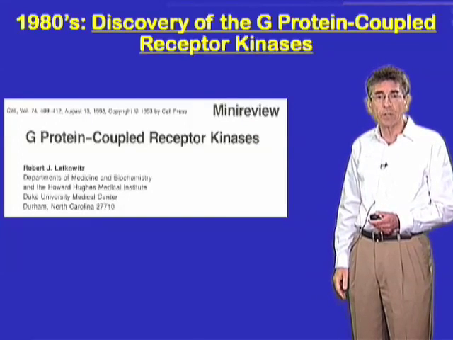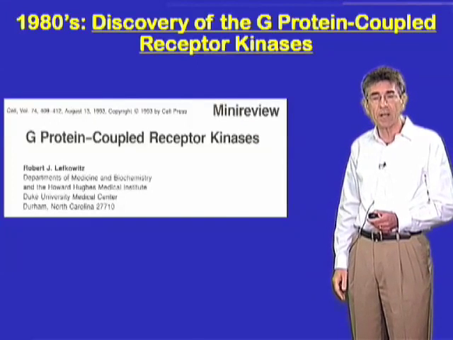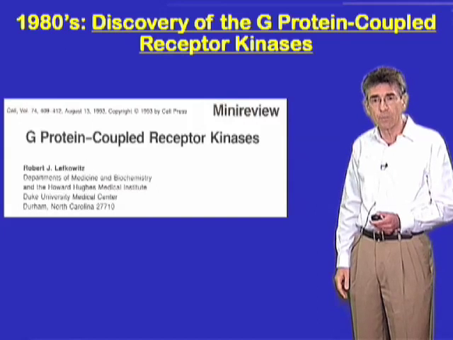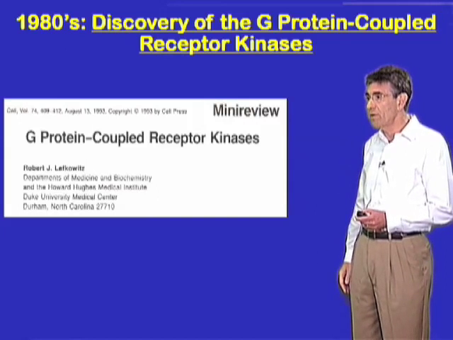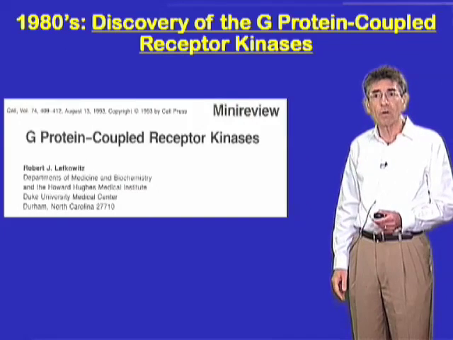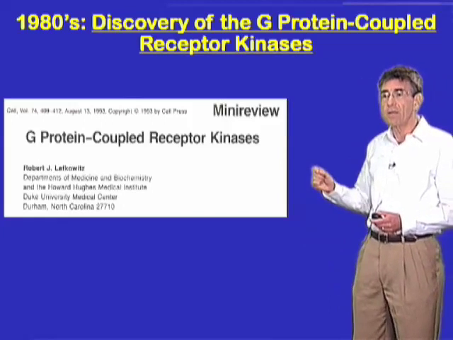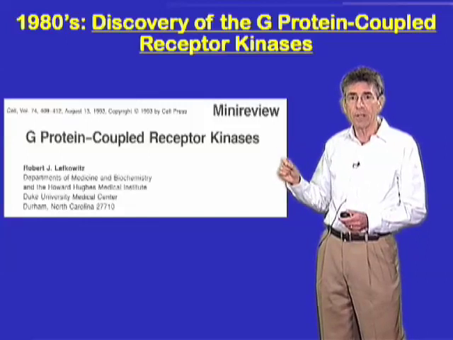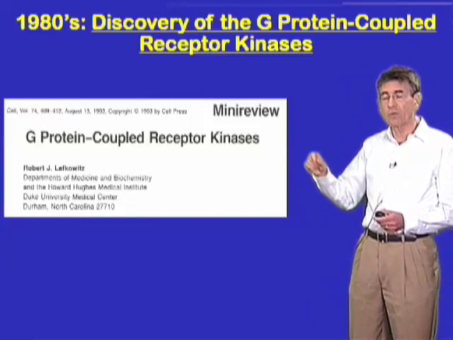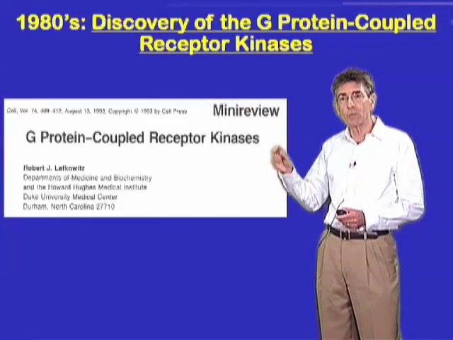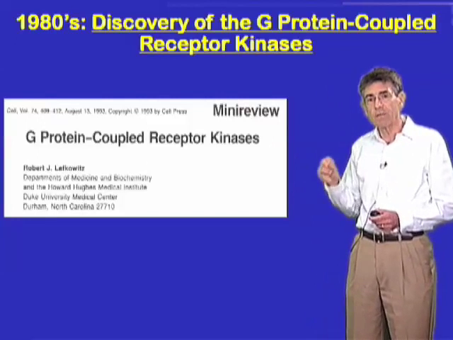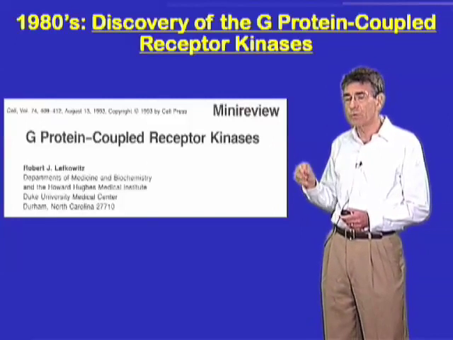At the time we called it the beta-adrenergic receptor kinase. It's now known as GRK2. Subsequently, we and others were able to clone a number of other G-protein coupled receptor kinases. The very next one that we cloned after BARK, which is beta-adrenergic receptor kinase, and which we call now GRK2, the very next one that we cloned in my lab was rhodopsin kinase.